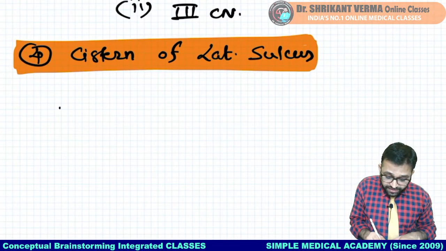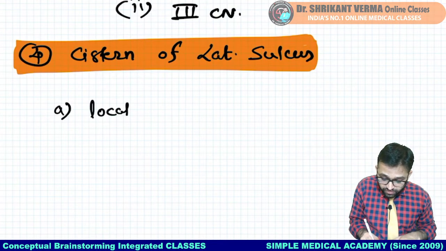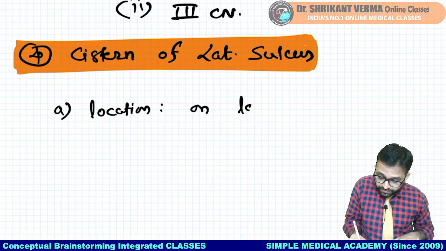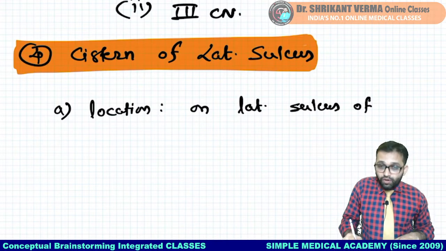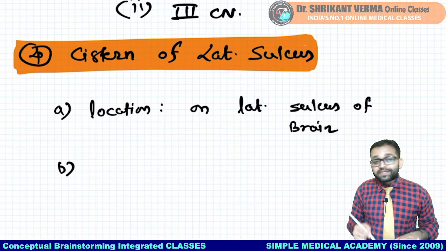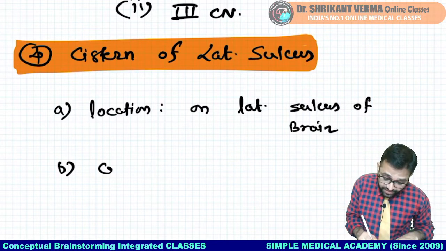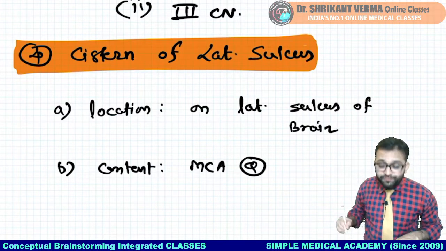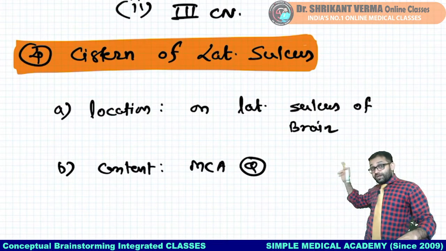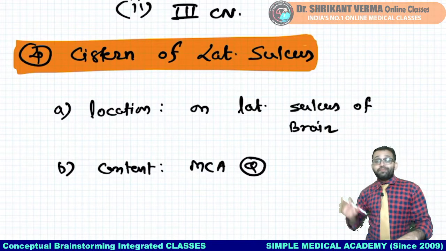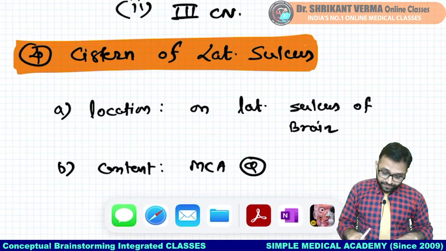So what you have to remember right now? Location: it is situated on the lateral sulcus of the brain. Second point, the content, very important, that is our middle cerebral artery. So if any artery is rupturing in radiological examination in our lateral sulcus part, then it is the rupture of the middle cerebral artery. Fine.